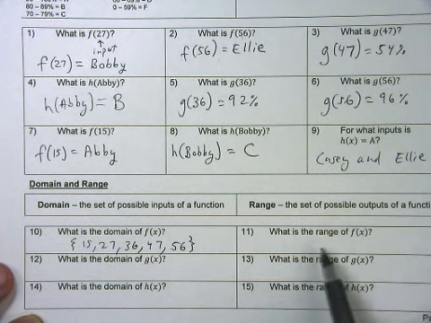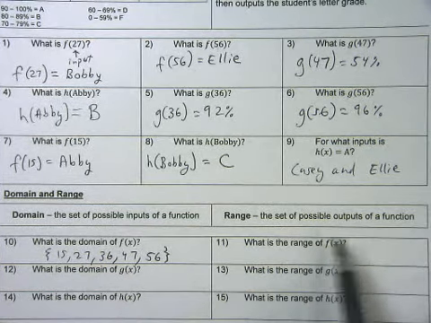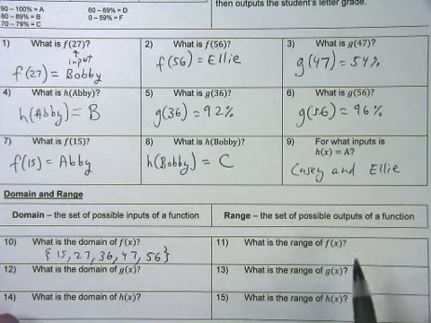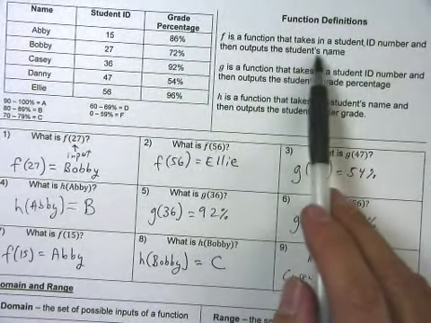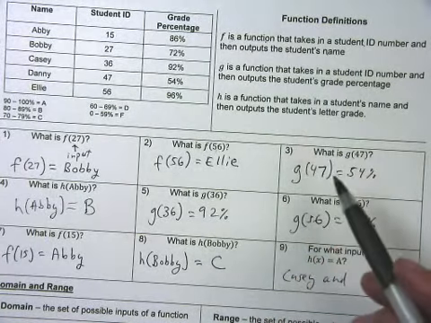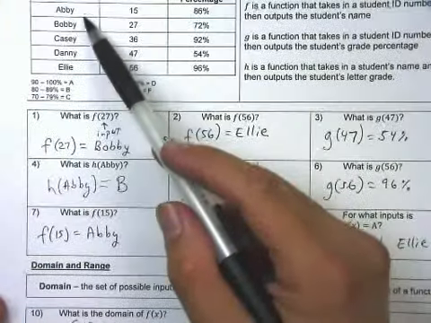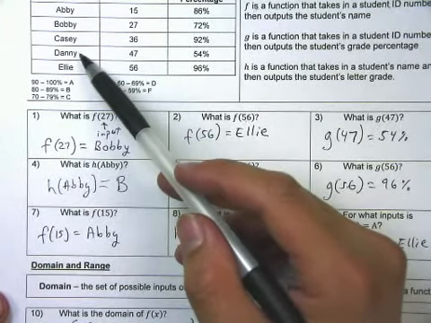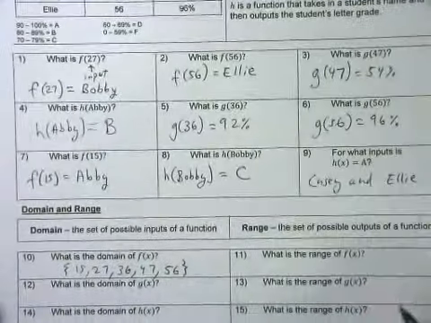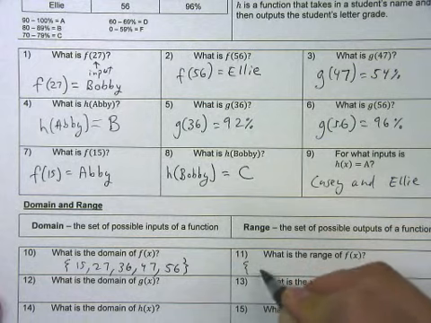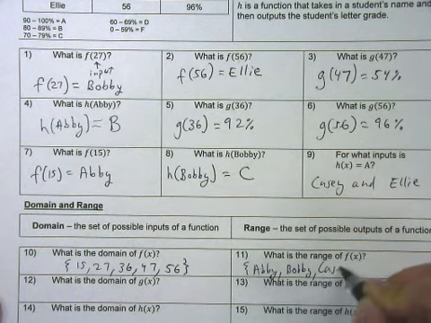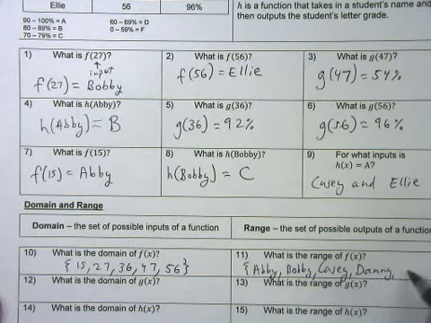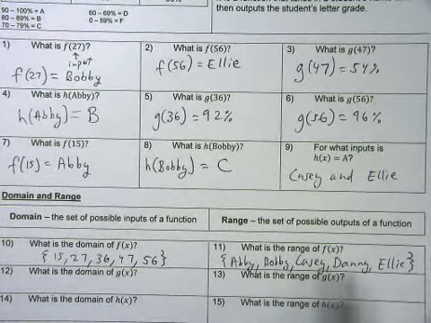The range is, again, the set of possible outputs. So what could possibly have come out of our function, f? Well, for f, the outputs are the students' names. These are the names that could possibly have come out: Abby, Bobby, Casey, Danny, or Ellie. So the range of f of x would be exactly that: Abby, Bobby, Casey, Danny, and Ellie. These brackets just show you this is the set.